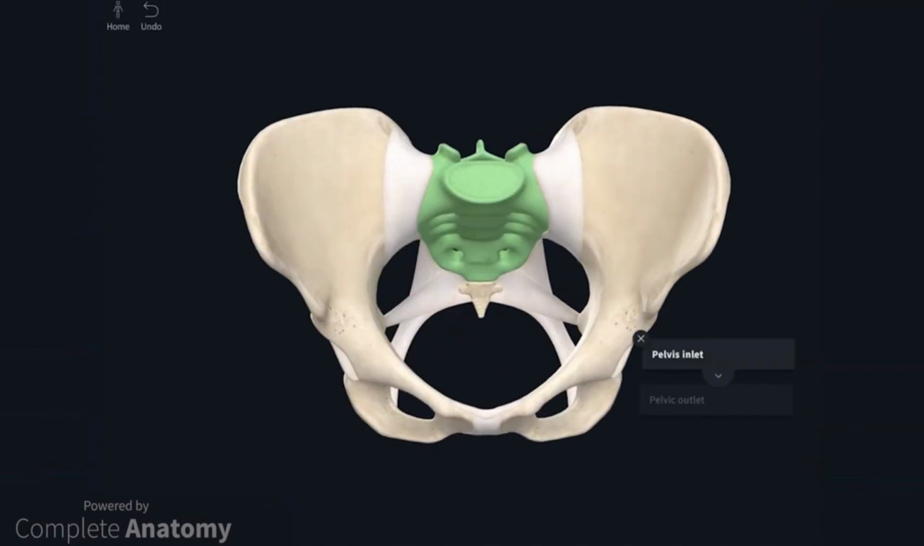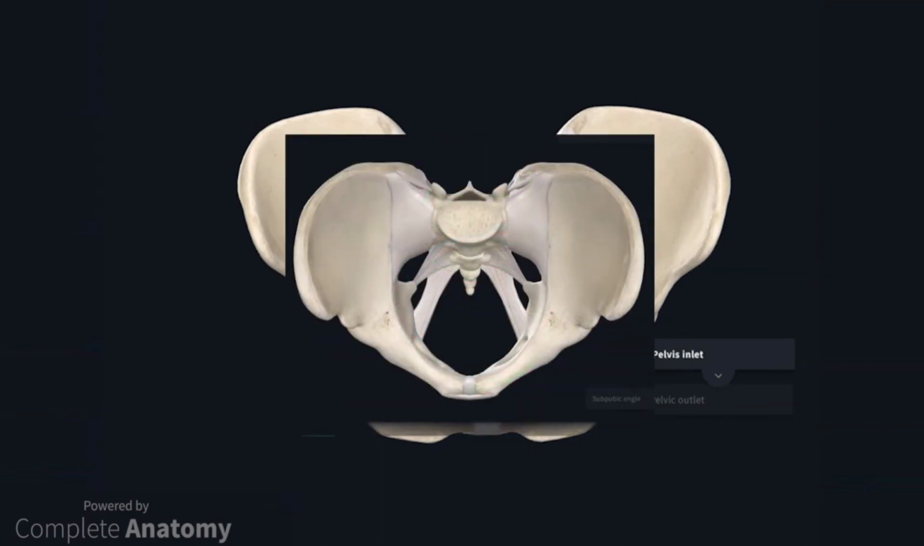Like I said before, the pelvic inlet is used to demarcate the greater and lesser pelvis. The inlet is marked by the sacral promontory posteriorly, the pubic symphysis anteriorly, and the iliopectineal line between the two. It is an oval shape in females, but in males it is more of a heart shape.